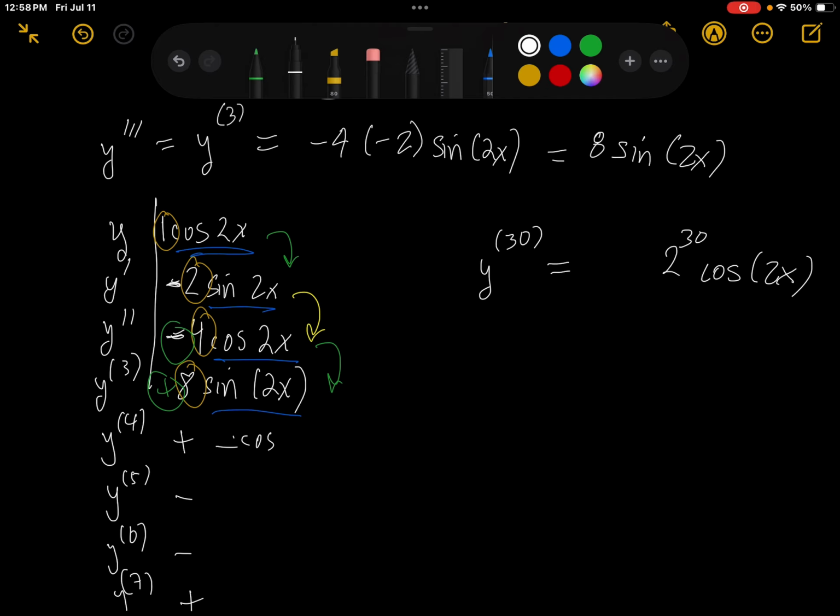Okay, now I think we see what the pattern is. When you take the first derivative and second derivative, it's minus minus, then it goes plus plus, and then it goes minus minus, and then it goes plus plus. It goes minus minus, plus plus, minus minus, plus plus. And now the question is, when you get to the 30th derivative, what do you end up with?